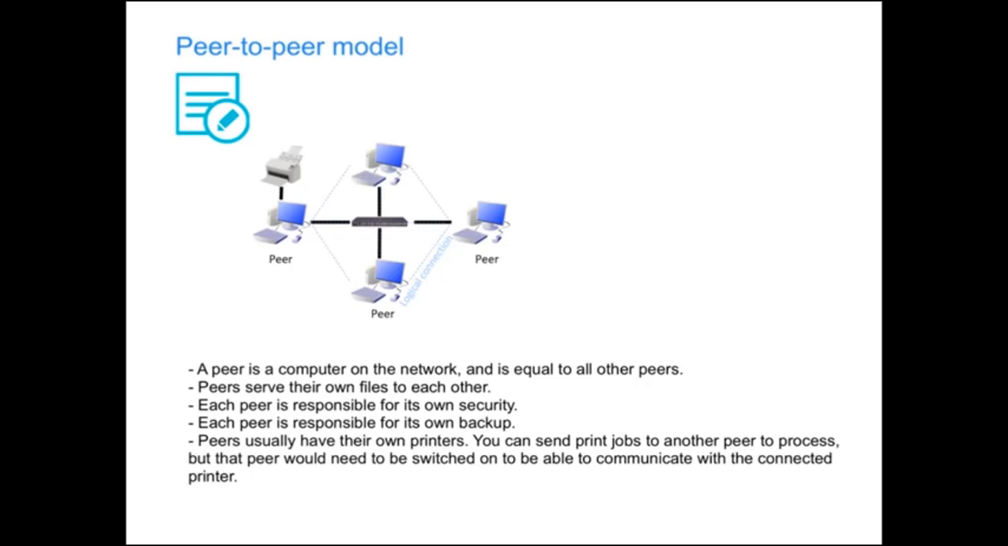Peers serve their own files to each other, and each peer is responsible for its own security. Each peer is also responsible for its own backup. Peers usually have their own printers, and you can send print jobs to another peer to process, but that peer would need to be switched on to be able to communicate with the connected printer.